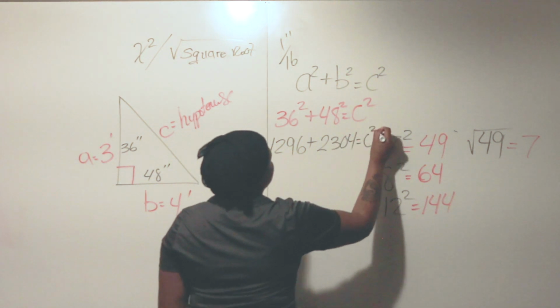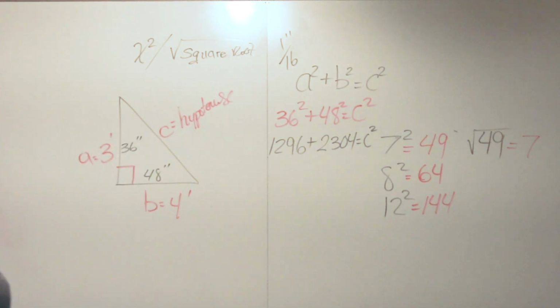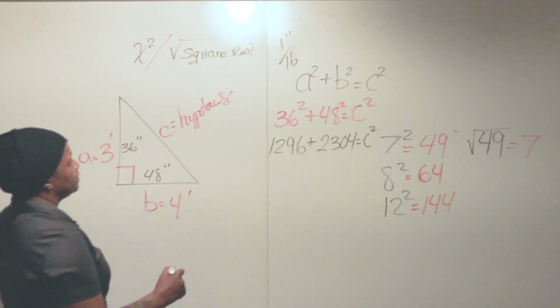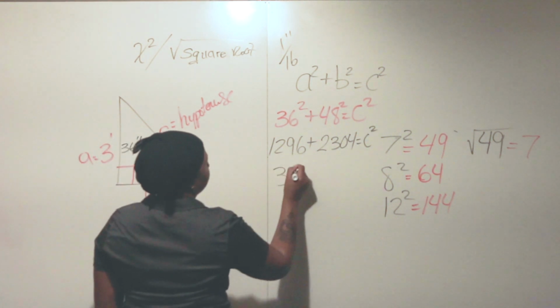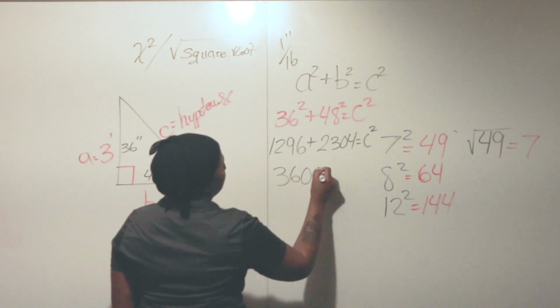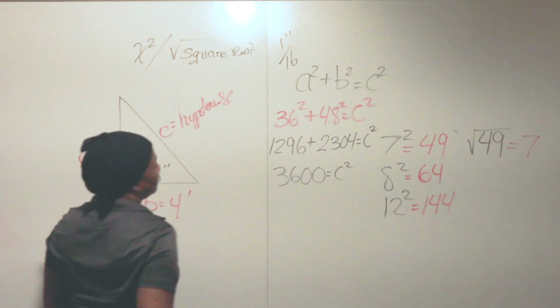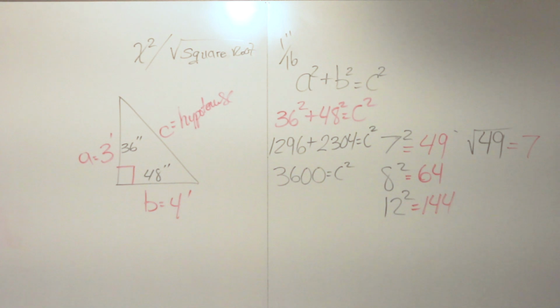2,304 equals c squared. So we got 36 squared plus 48 squared. We take the two, add them together, and tell me what you get. 3,600 equals c squared. All right, so the first thing we did was convert feet to inches.